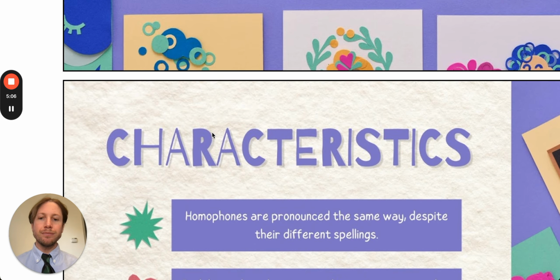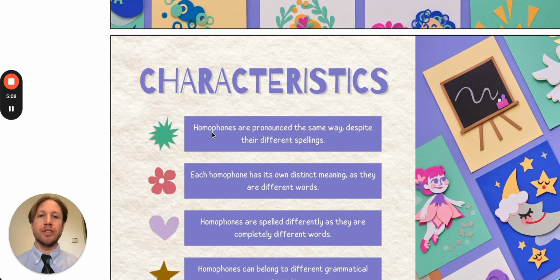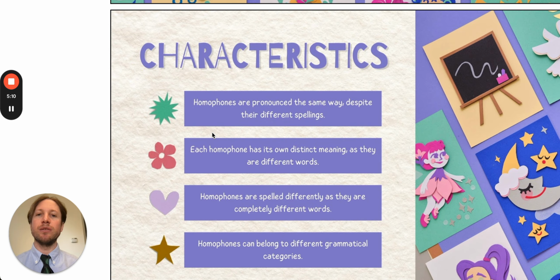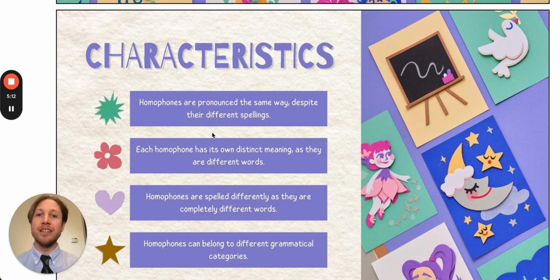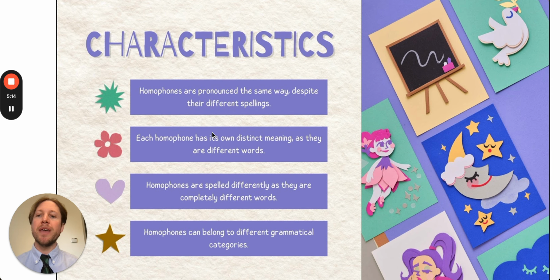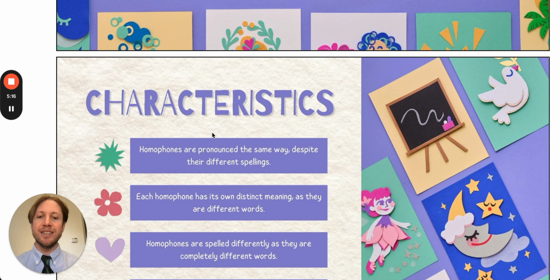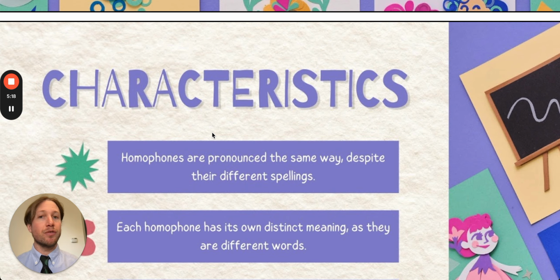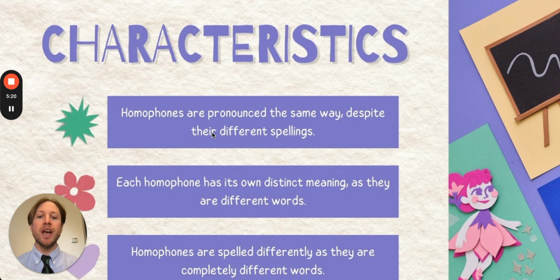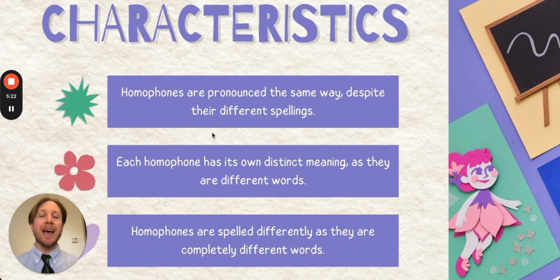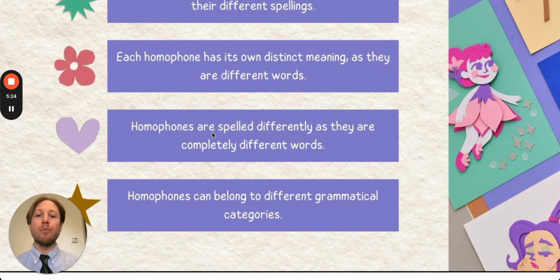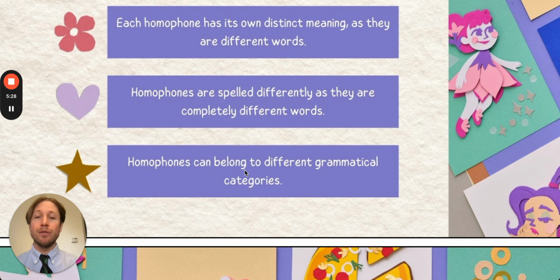And so let's take a look at some of the characteristics, just in case you are presented with some of the technical knowledge on your exam. So keep in mind that homophones are pronounced the same way despite their different meanings. Each homophone has its own distinct meaning as they are different words, and homophones are spelled differently as they are completely different words. And then lastly, homophones can belong to different grammatical categories.